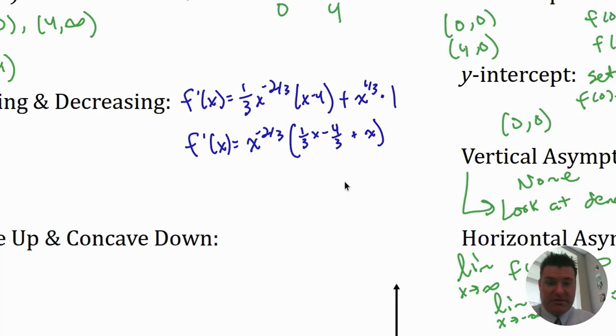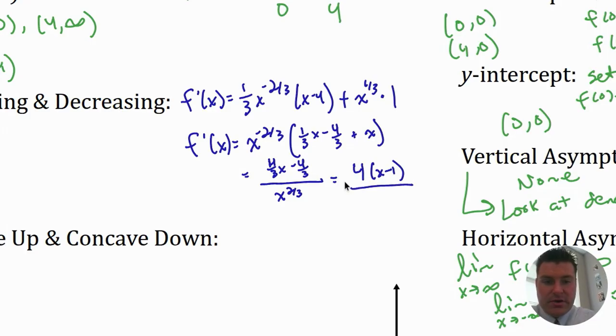Yeah, I'm just double checking everything. Everything looks good. Let's play around with this a little bit. Let's go ahead and make this a 1/3. Actually, I'm going to get 4/3 x on top minus 4/3, and this is all over x to the 2/3, which is equivalent to 4x minus 4 all over 3x to the 2/3.